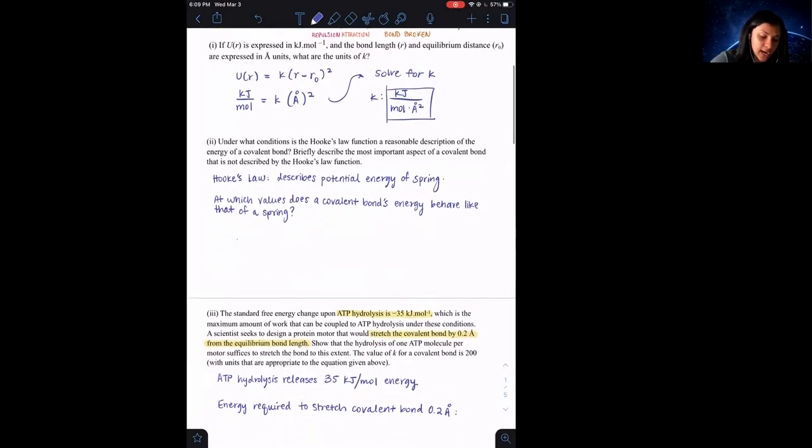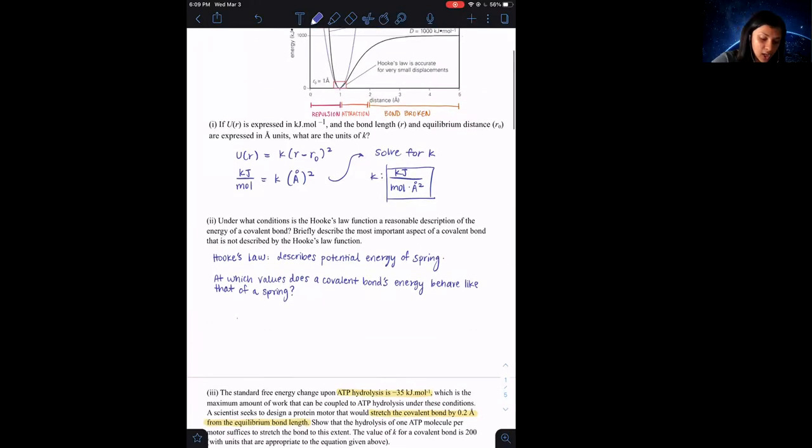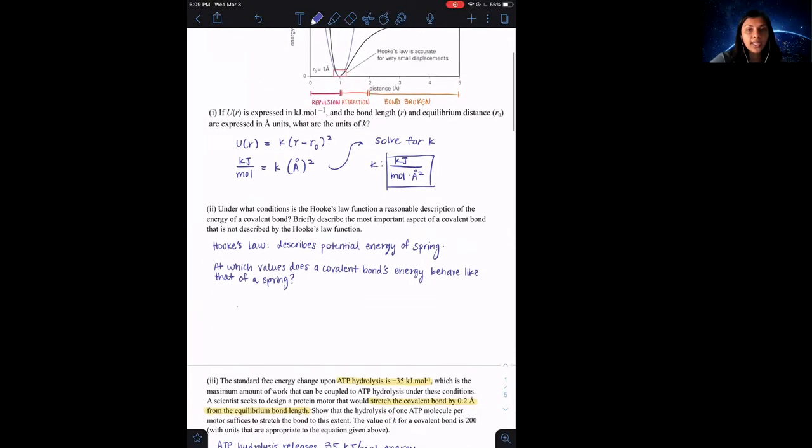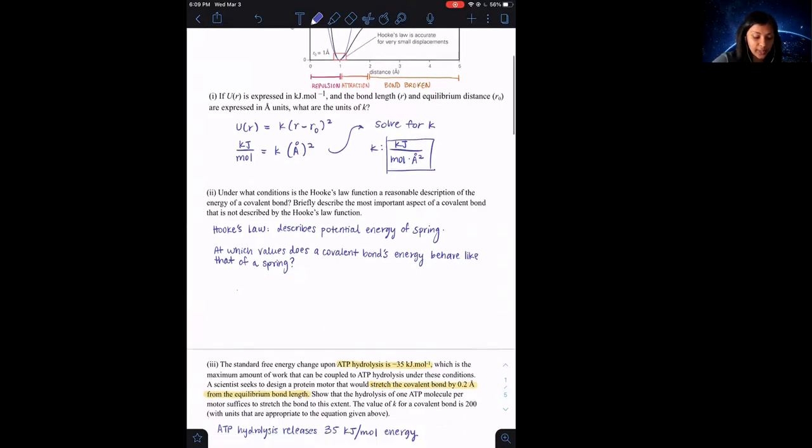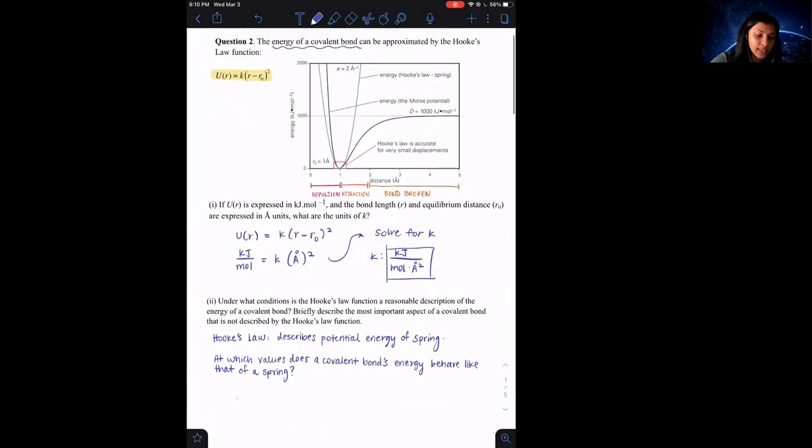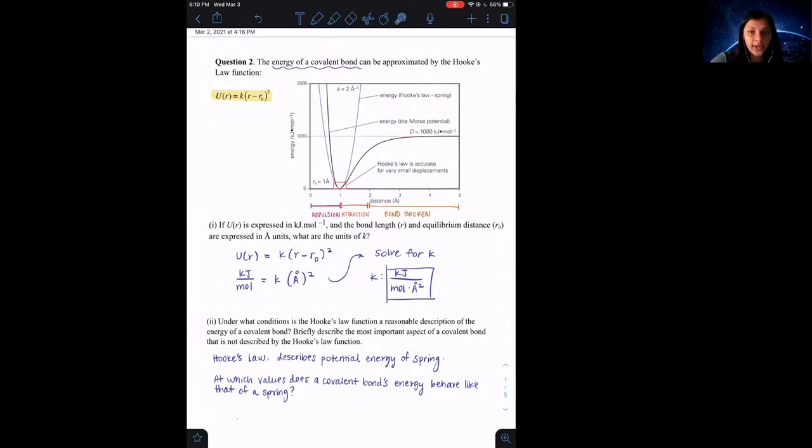Then in part 2, we're asked under what conditions Hooke's law is a reasonable description of the energy of a covalent bond. First of all, Hooke's law is typically the function that describes the potential energy of a spring that can be compressed or stretched by some distance. So essentially we're asking, at which values does a covalent bond's energy behave like that of a spring? For this, we can look again at this graph over here.